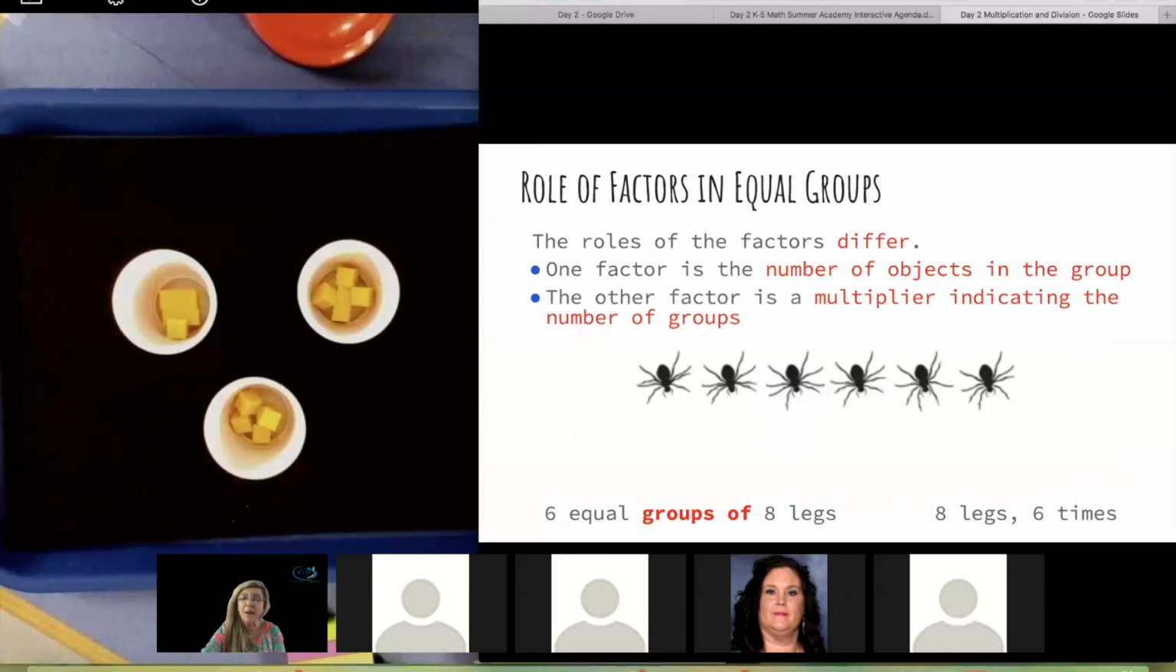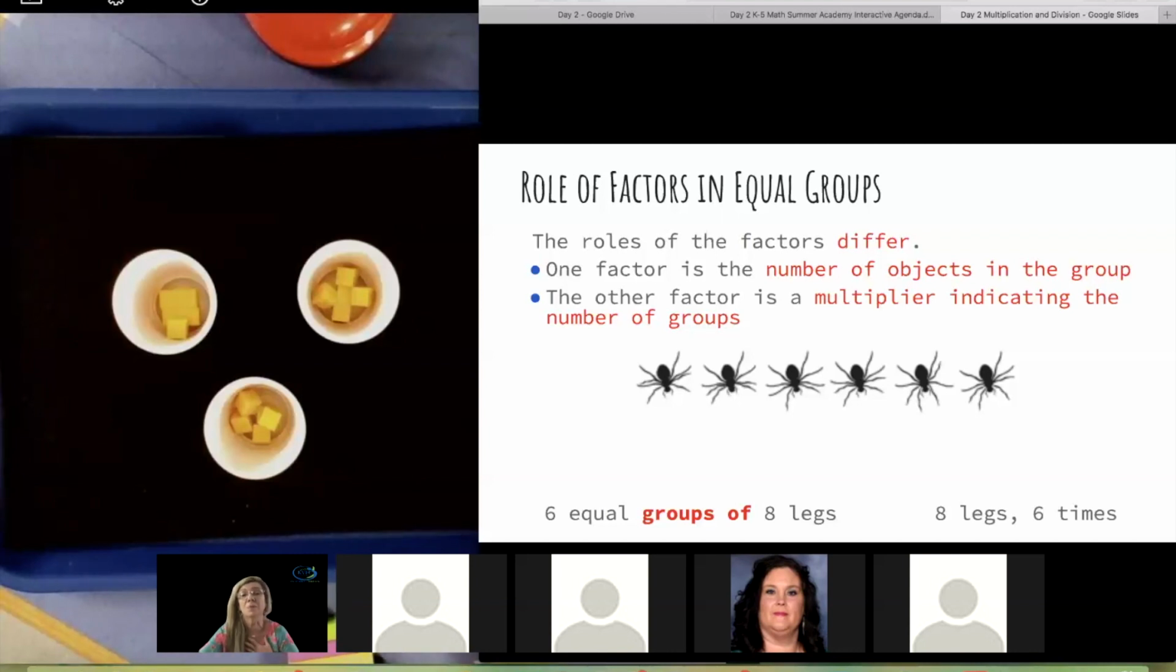So the role of your factors, this is what I was alluding to earlier about I don't like whenever we flip-flop them back and forth. The roles of the factors differ. One factor is the number of objects in the group, and the other factor is the multiplier indicating the number of groups. So here we have 6 groups of 8. We've got 6 spiders, and each spider has 8 legs. So 6 groups of 8. So that would be 6 times 8.